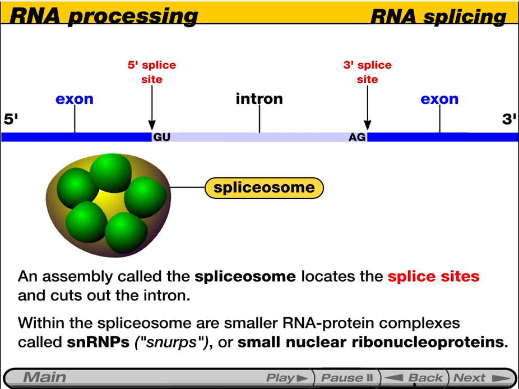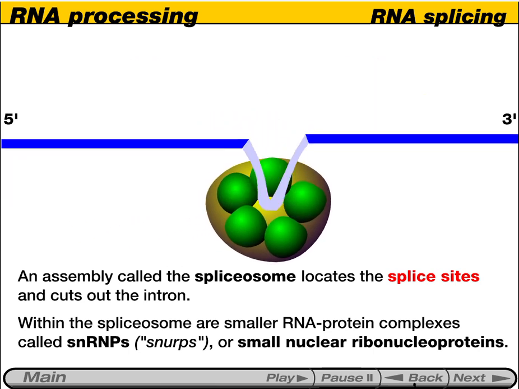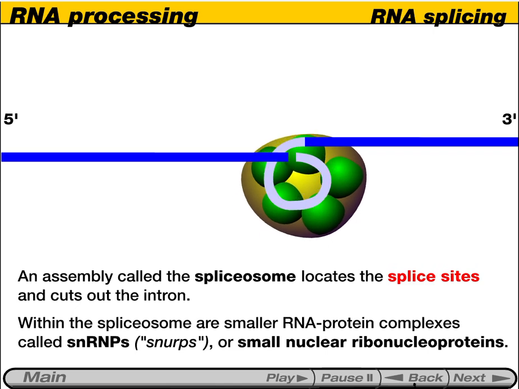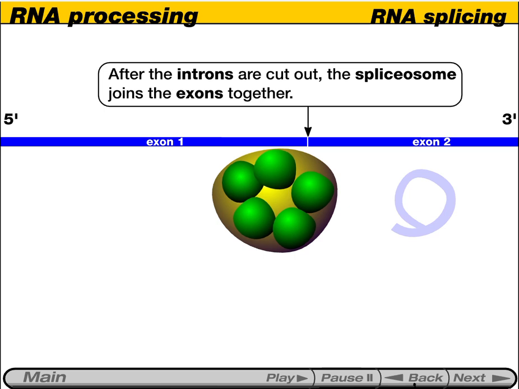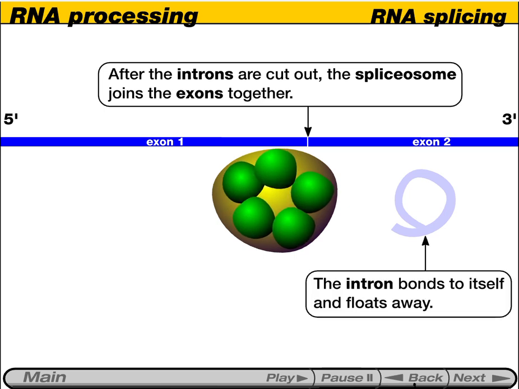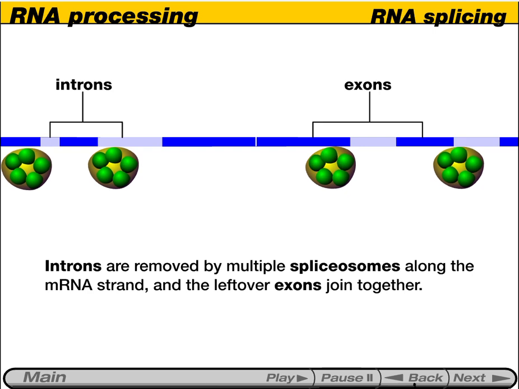Within the spliceosome are smaller RNA protein complexes called SNRPs, or small nucleoribonucleoproteins. After the introns are cut out, the spliceosome joins the exons together. The intron bonds to itself and floats away. Introns are removed by multiple spliceosomes along the mRNA strand, and the leftover exons join together.